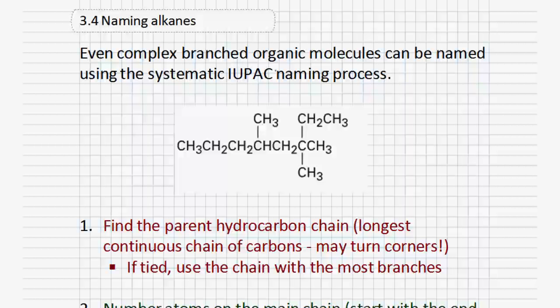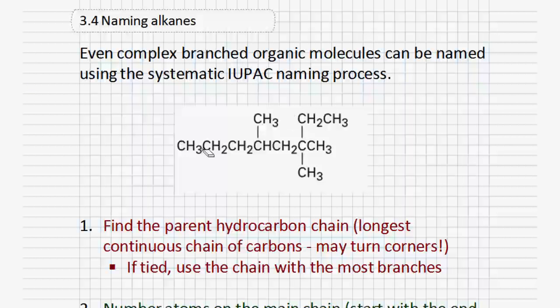So here's our compound that we're naming, a large branched alkane. These are the rules, and they're pretty simple, hopefully. Find the parent hydrocarbon chain, which is the longest continuous chain of carbons. Don't be afraid of turning corners. The longest chain will not always be the one that's just drawn straight left to right. Be careful that you're just counting from one end carbon to another end carbon, turning corners as you need to, but never lifting your pencil.